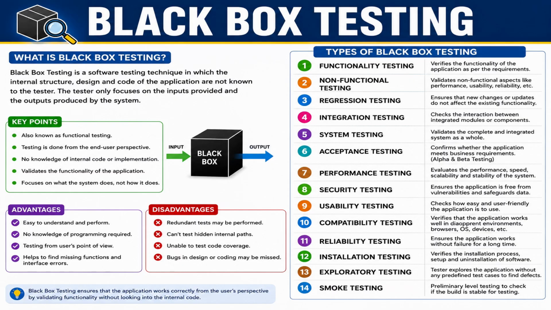If you want to do black box testing, no knowledge of internal code or implementation is needed. So mainly black box testing validates the functionality of the application and focuses on what the system does, not how it does it. When we are doing black box testing, we are not going to check any logic of the code. We'll get the software from the developers. While entering the inputs to the software, we'll validate the output, whether the particular software is working according to the requirement or not.